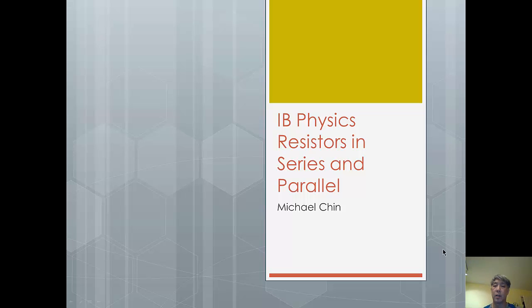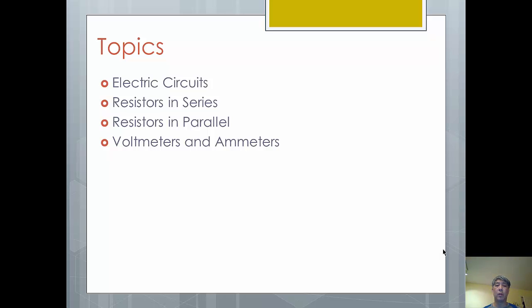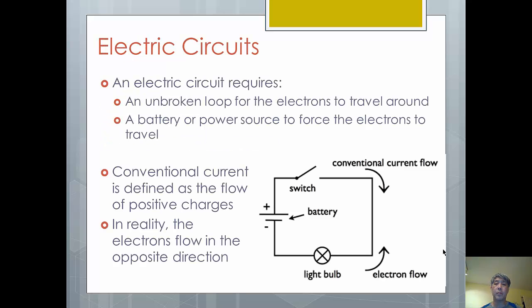This lesson is a continuation of IB Physics topic 5.2, and what we're going to look at in this unit is basically resistors in series and parallel and the various concepts that are needed to be applied for resistors in series and parallel. In addition, we'll be looking at voltmeters and ammeters and the difference between ideal versions of these two tools and real versions of these tools.